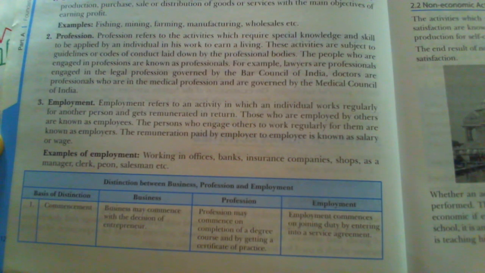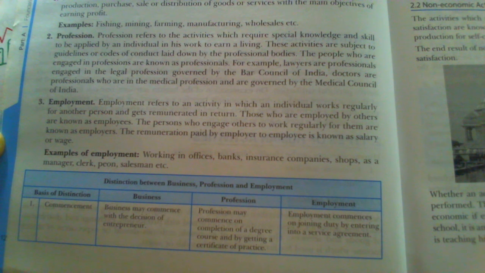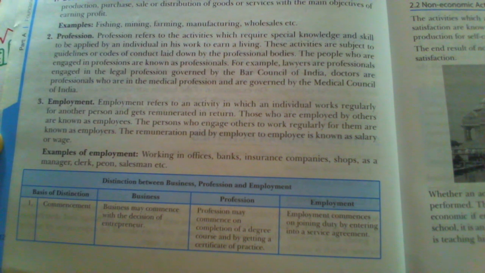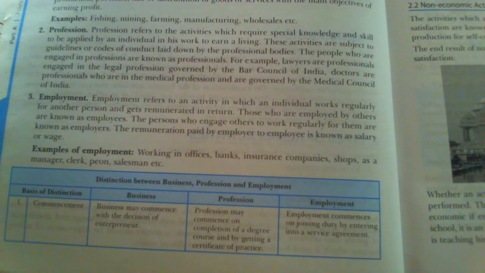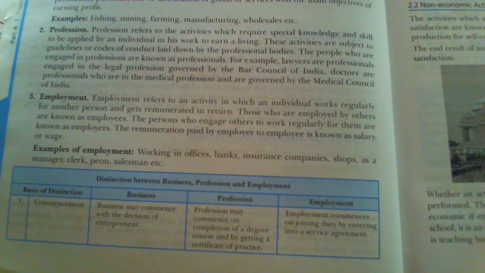Employment. Employment refers to an activity in which an individual works regularly for another person and gets remunerated in return. Those who are employed by others are known as employees. The persons who engage others to work regularly for them are known as employers. The remuneration paid by the employer to the employee is known as salary or wage. Examples of employment: working in offices, banks, insurance companies, shops as a manager, clerk, peon, salesman, etc.